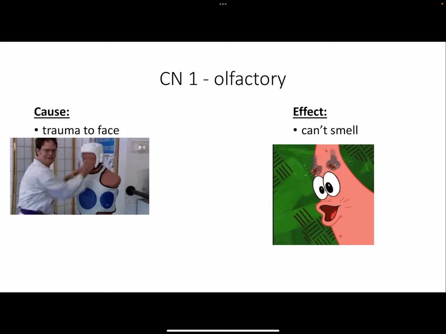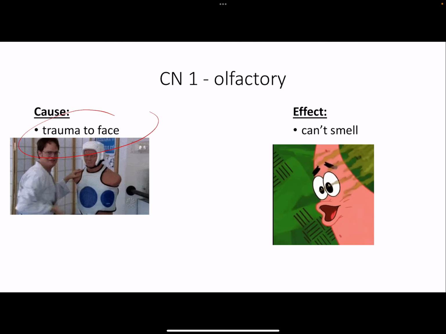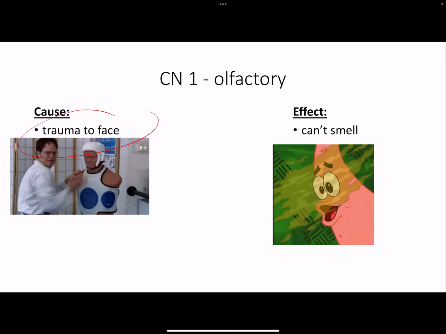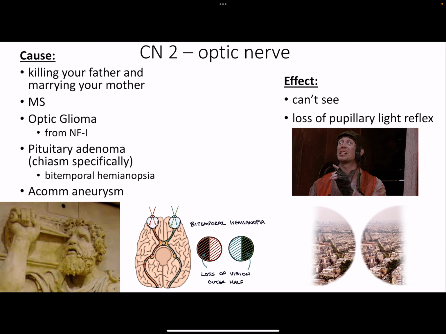All right, so 1, olfactory: trauma to the face can damage the cribriform plate where the olfactory nerve is, and you can't smell. Cranial nerve 2 is highly myelinated, so MS is going to affect this. An optic glioma can affect this. This is associated with neurofibromatosis type 1.